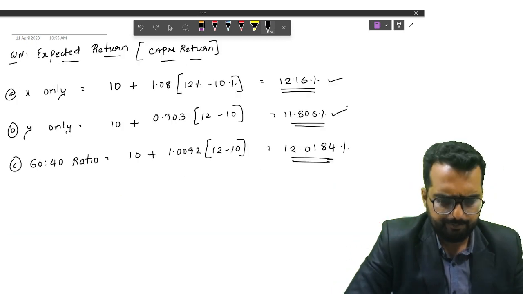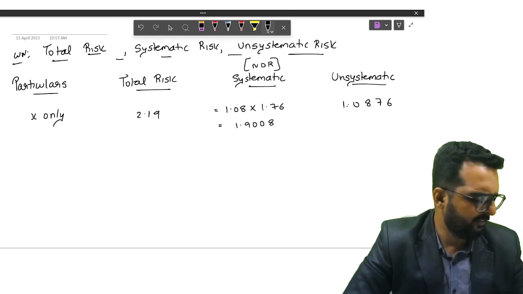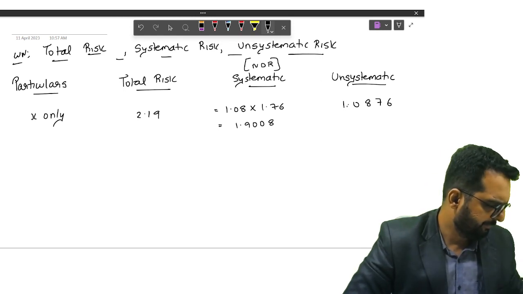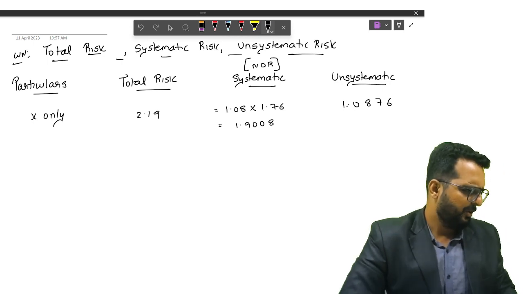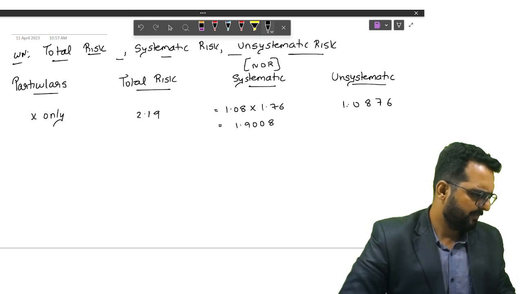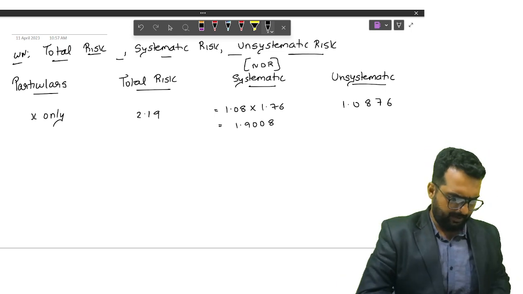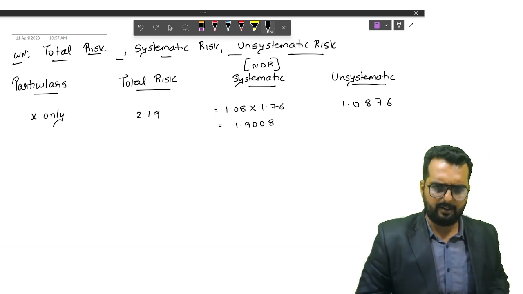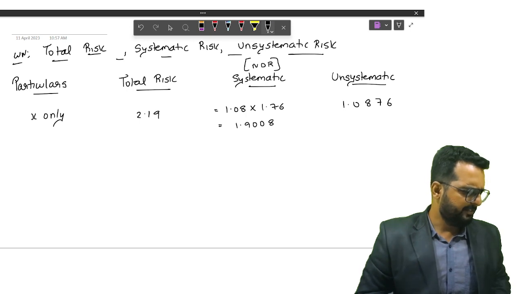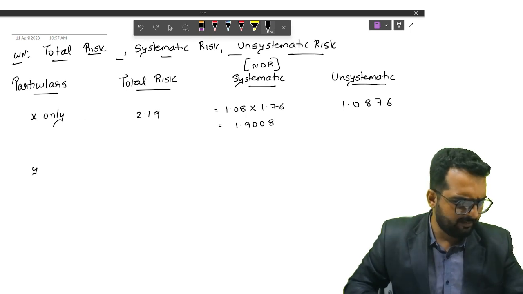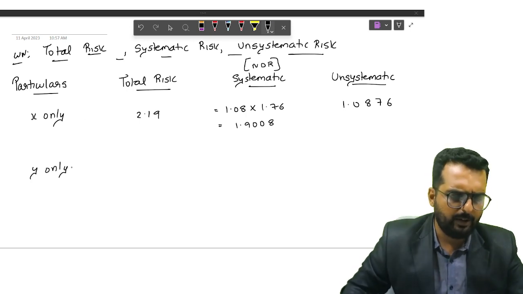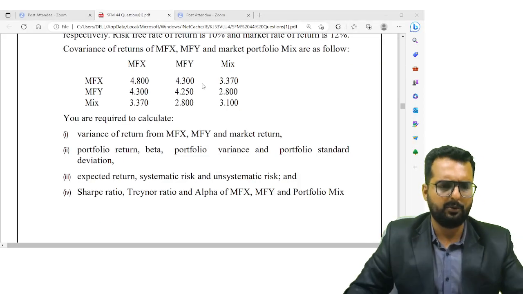So I think we got 1.0876 as the unsystematic risk of the first one. Am I right? Alright. Let's check the next one. That is 3.181, the square root, 1.78. Let's check the other one first. We did X only. Let's try Y only now. For Y only, what is the total risk? 4.25 square root.